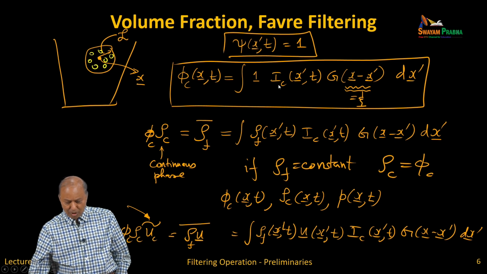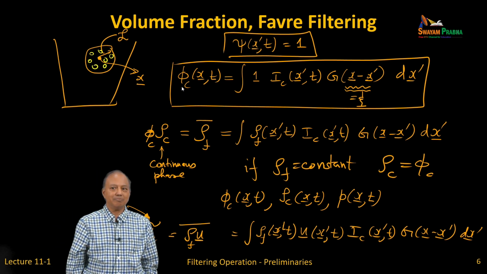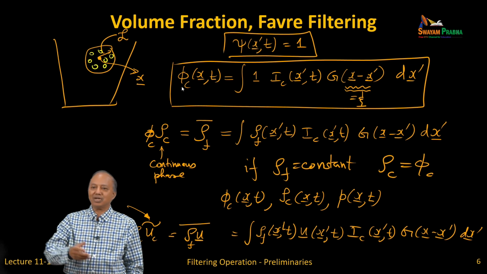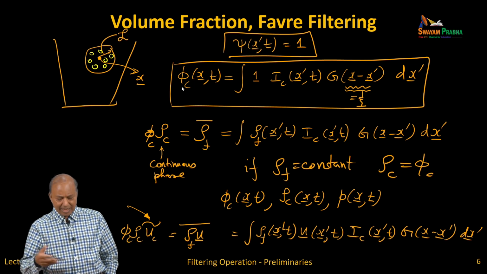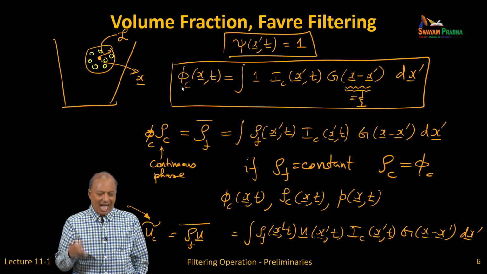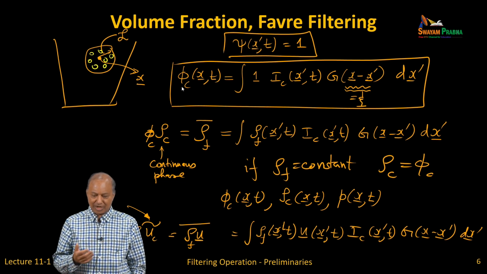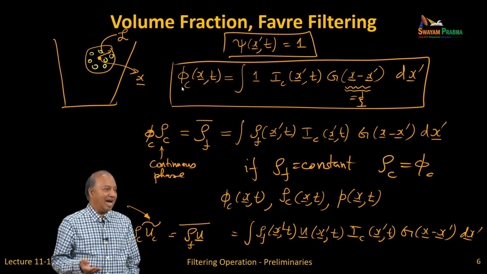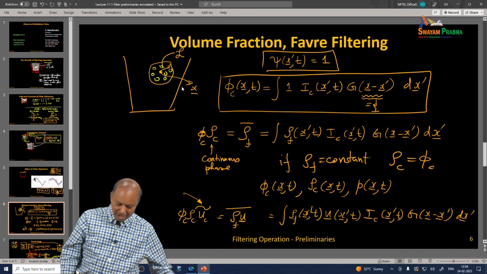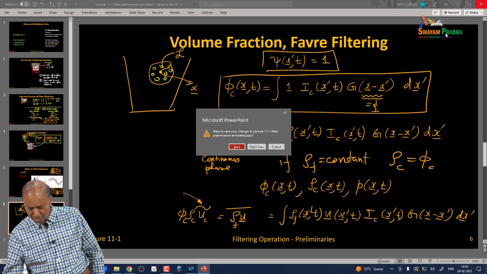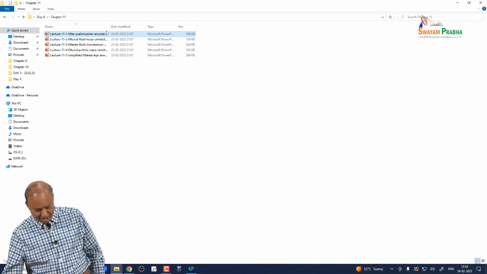I did not say this, maybe this is a good time. Basically if you filter the indicator function, you will get volume fraction, because we are averaging. Indicator function just counts whether you are inside or outside the particle. In the next lecture, I am going to show the average mass balance equation, etc. There you will get terms like volume fraction, average velocity, and so on and so forth. Okay. So, let me stop there and I will show you what the outcome of averaging.